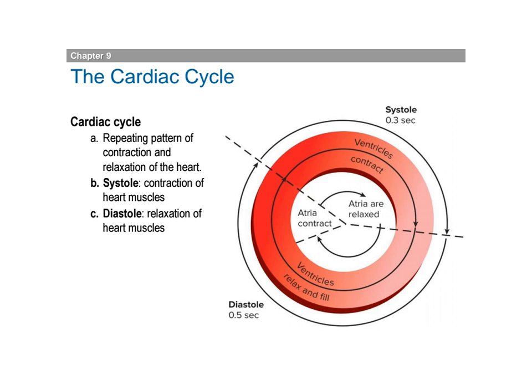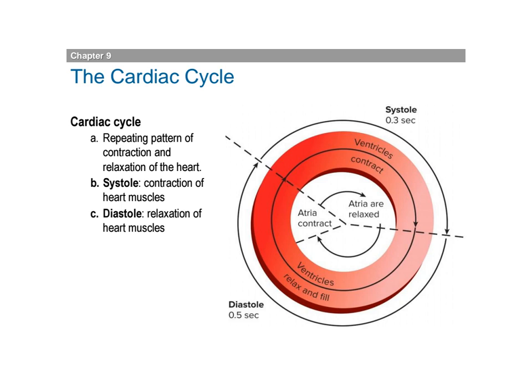The cardiac cycle is a repeating pattern of contraction and relaxation of the heart. Systole refers to contraction of heart muscles, whereas diastole refers to the relaxation of heart muscles. If I use the term systole by itself, I'm referring to ventricular systole. And if I use the term diastole by itself, I'm referring to ventricular diastole. The atria, of course, contract and relax also. So there's also atrial systole and atrial diastole.